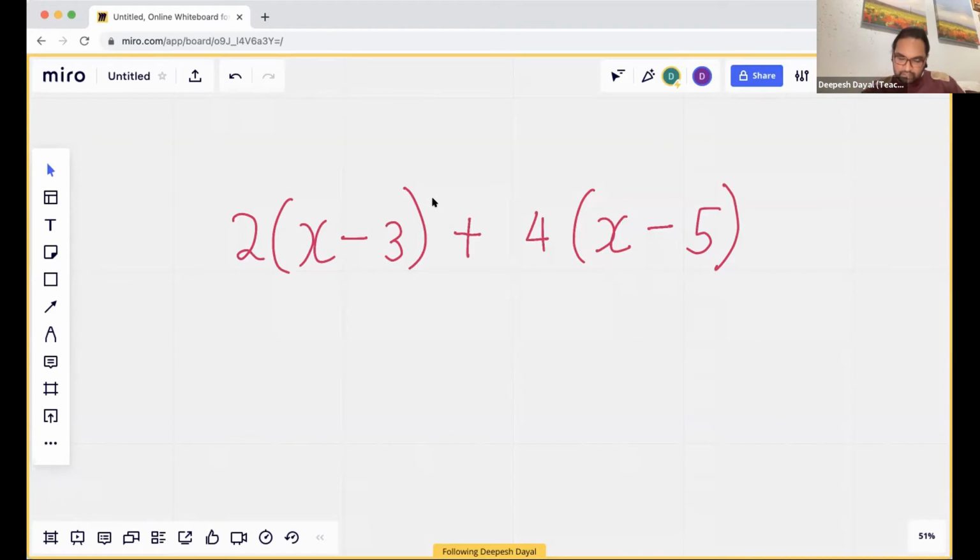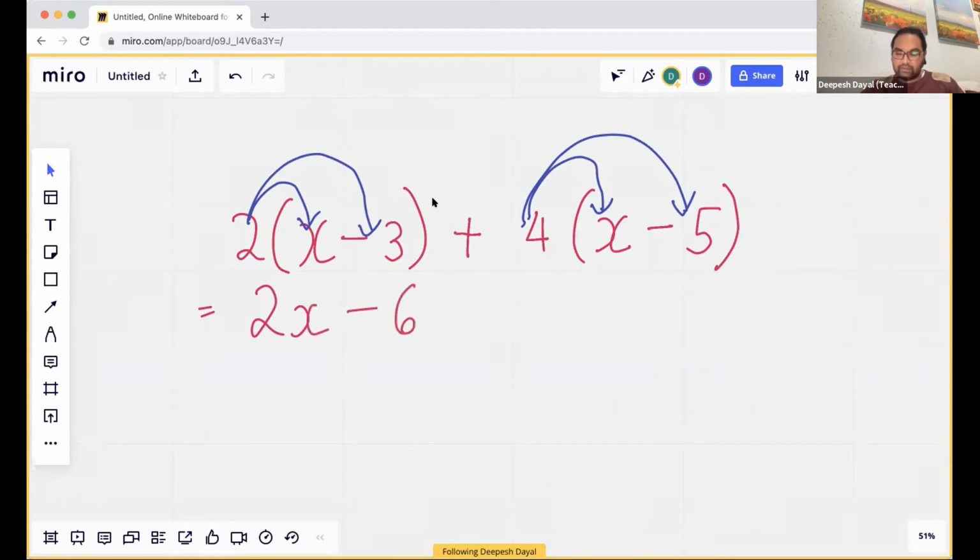Okay, I'm going to check this one out, right? So what we're going to do is multiply in. So 2 times x and 2 times minus 3, 4 times x and 4 times minus 5. And then we've got here 2x minus 6, because 2 times 3 is 6, plus 4x minus 20. So 2x minus 6 plus 4x minus 20.